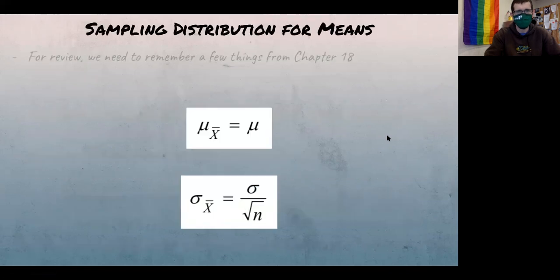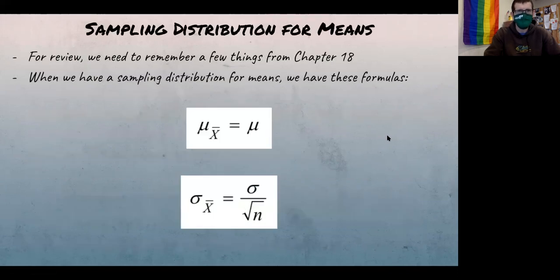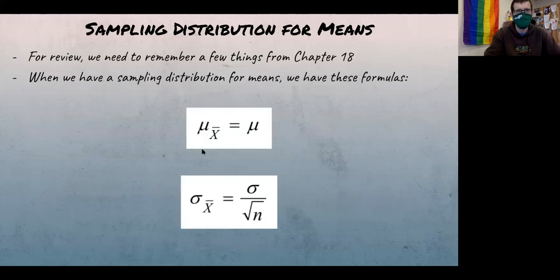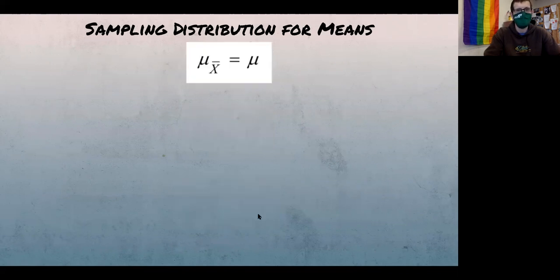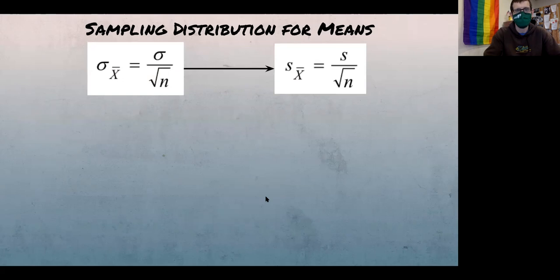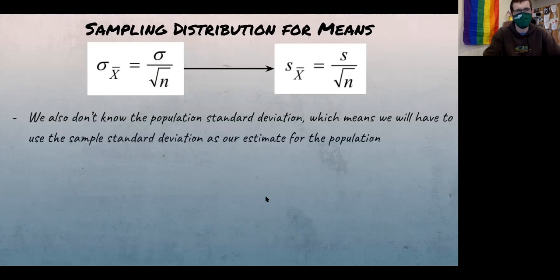So let's talk about the other part. This is a little bit of review. When you have a sampling distribution of means, you have a standard deviation, which is the population standard deviation divided by the square root of n. And the problem, of course, is we don't know the population standard deviation. We're going to have to use X bar. Oh, so let's talk about this now. Sorry, that was talking about the means, but we're good with that.